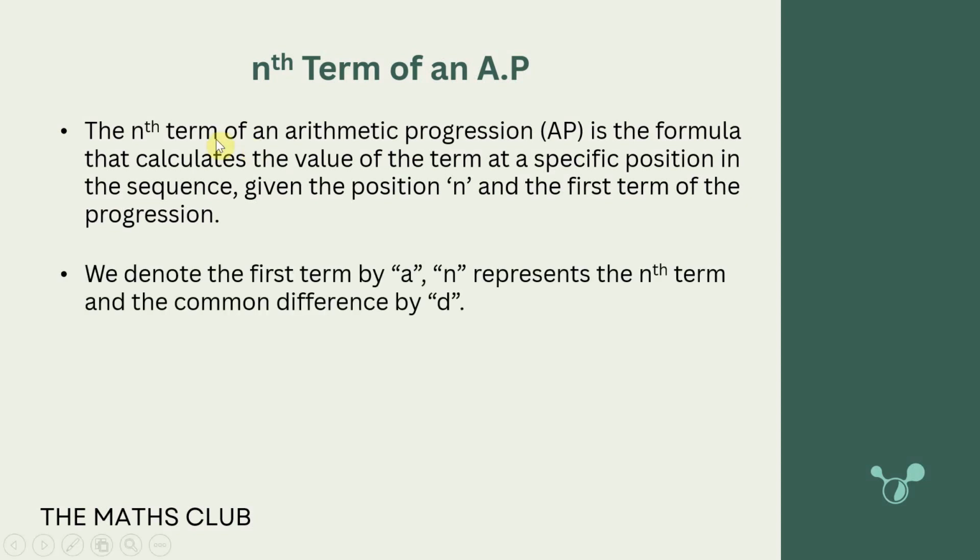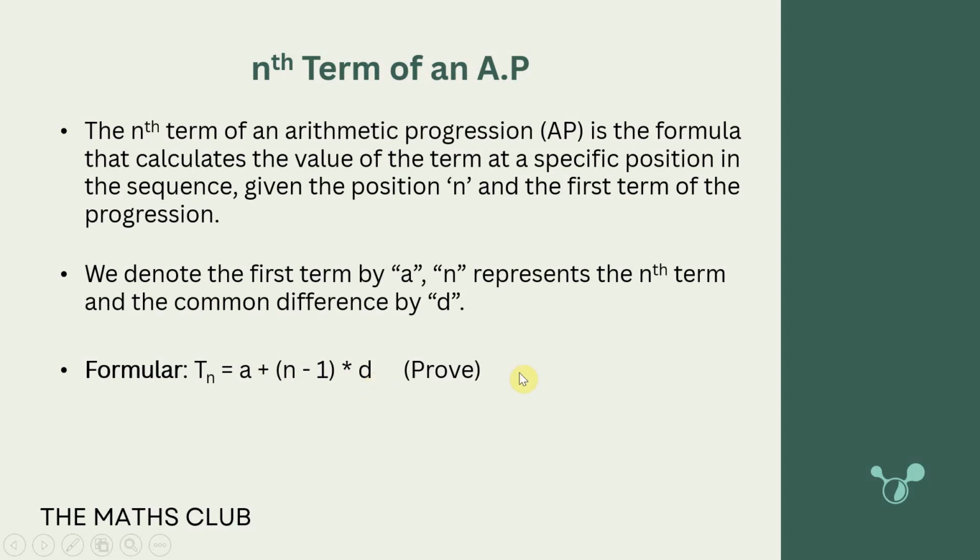A common thing that we need to know is that the first term in the AP is known as A, right? n represents the nth term. The n could be anything, maybe the first term, second term, 99th term, and all of that. And the common difference is denoted as D. So what is our formula? Our formula is, if I want to find the nth term, T_n, I would say A plus (n minus 1)D.